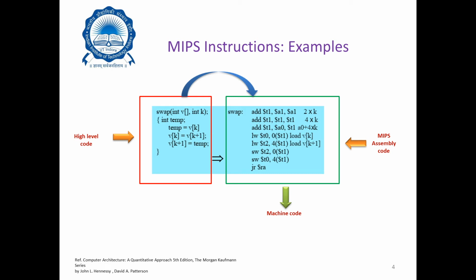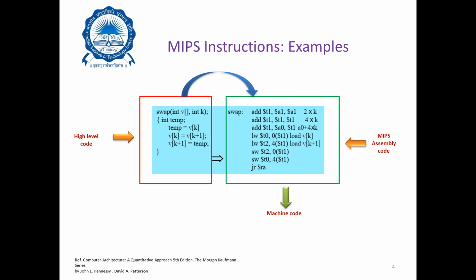Once it is loaded there, now what we'll do is the swapping. We'll just swap the locations. SW $t2 goes to the 0th location of $t1, and SW $t0 goes to 4($t1), right. So as you could see, the locations of $t0 and $t2 have been swapped. Previously $t0 was in 0($t1), now it is in 4($t1), and $t2, which was previously in 4($t1), is now in 0($t1).